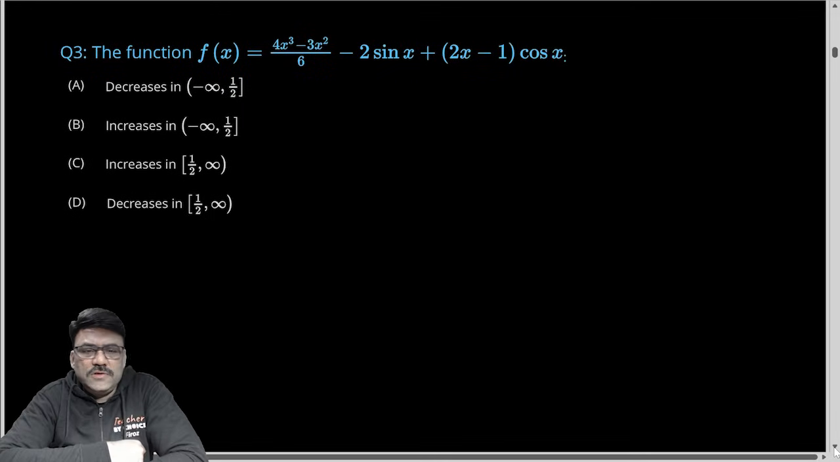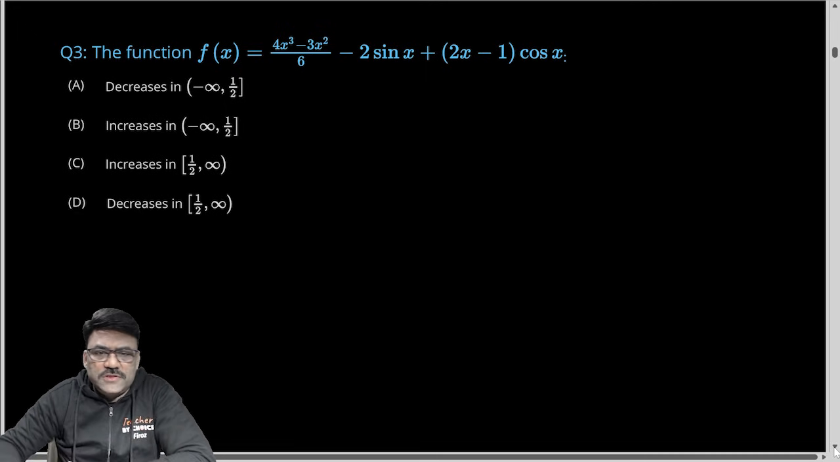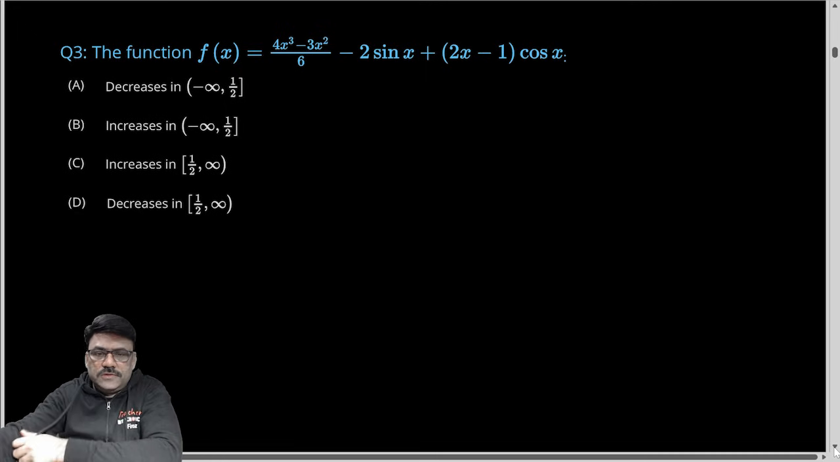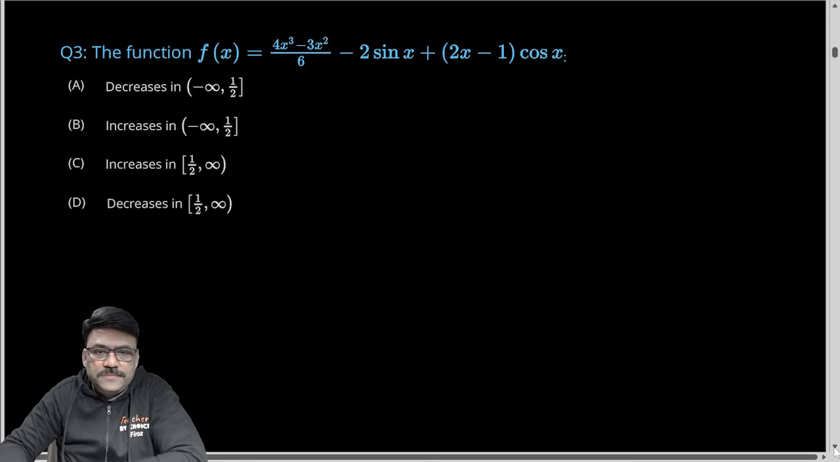Okay, let's see this question. This is from increasing and decreasing functions, monotonicity. You have to check the correct option in which interval the function is increasing or decreasing. So let's differentiate the function first.